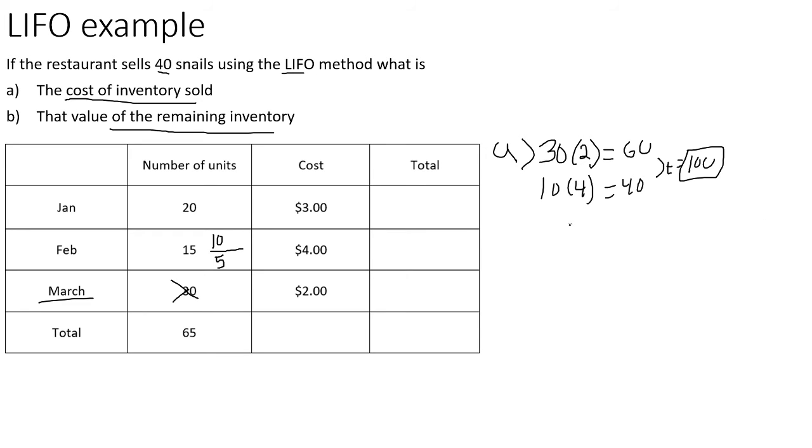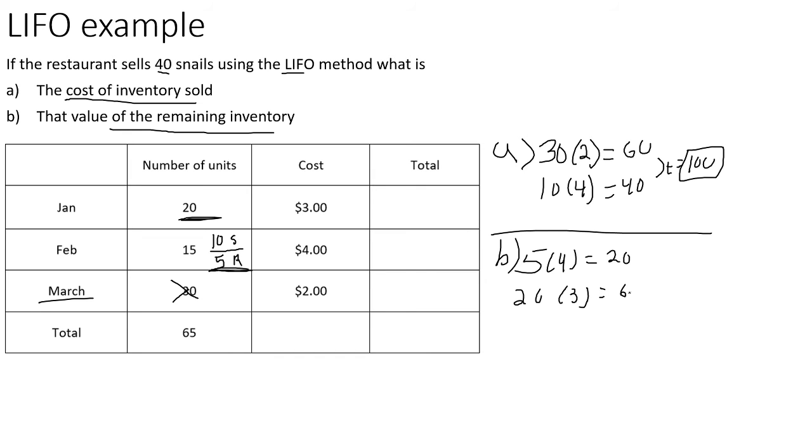And then to find the value of the inventory remaining, again, we do the same thing. This is what we sold. This is what remains, right? So we're going to take our 5 remaining snails at $4 each, and our 20 remaining snails at $3 each, which are these right here. These are what remains. We get 20 and 60, which when added together gives you 80. So this ended up being the same thing as last time, but it does not always have to be. If you do last in, first out versus first in, first out, sometimes you do have different answers for these. I just picked numbers that were a bit too nice.